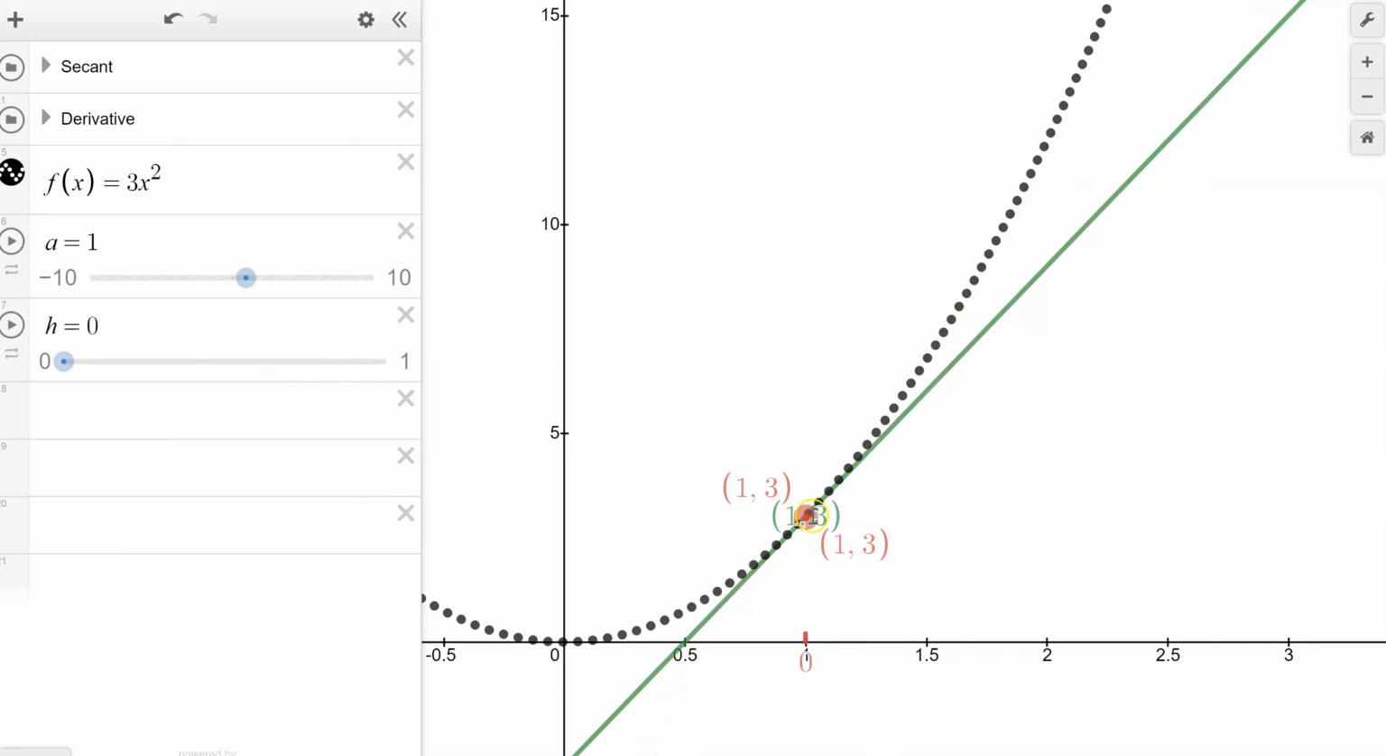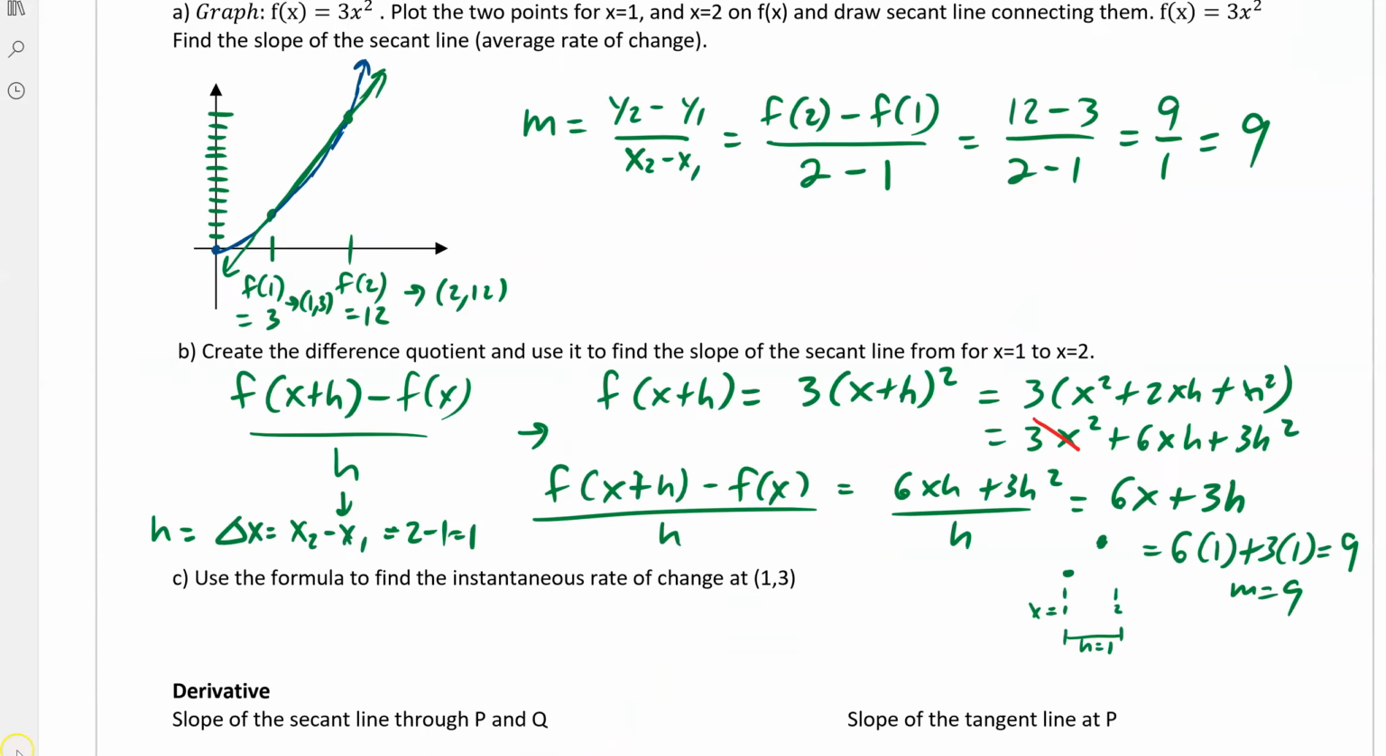Now it can't be 0 because that would only be 1 point. We have to have 2 points to find the slope of the line using our slope formula. So what we're going to do is the limit as h approaches 0. So if we go back over here, we want to change this into our tangent line, our slope of our tangent line. So the slope of our tangent, our instantaneous rate of change, is the limit as h approaches 0 of this.